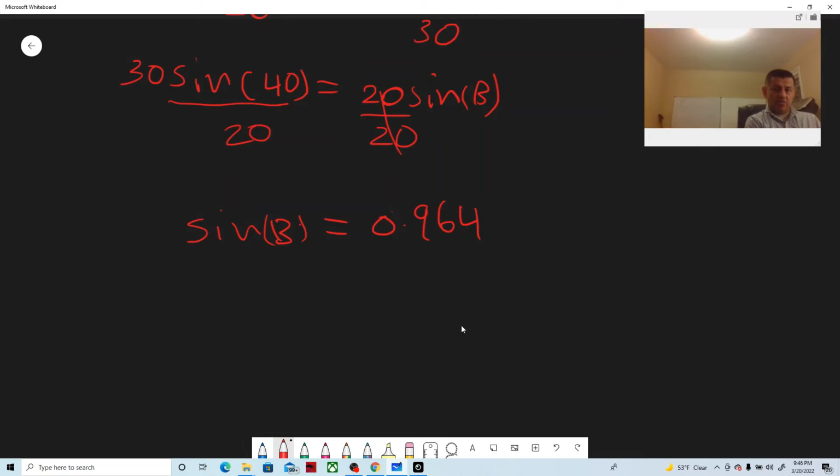Now, what can we do? We take the inverse. So we can say that B is equal to the inverse sine of 0.964. And now this angle is simply what? Take the inverse of that.